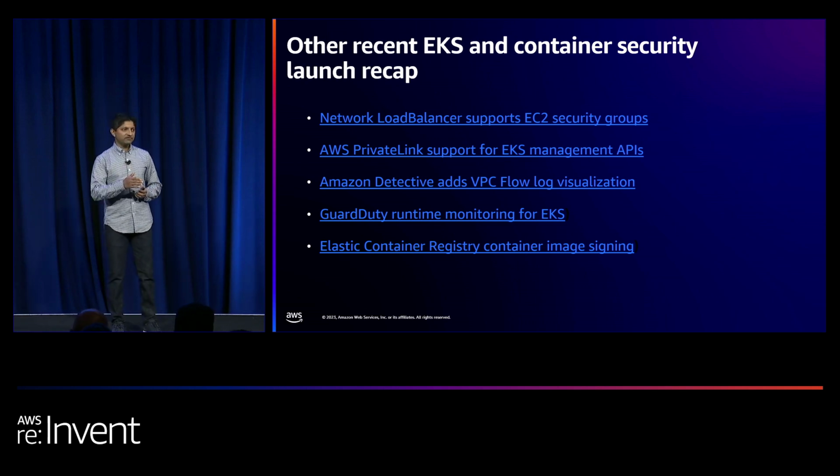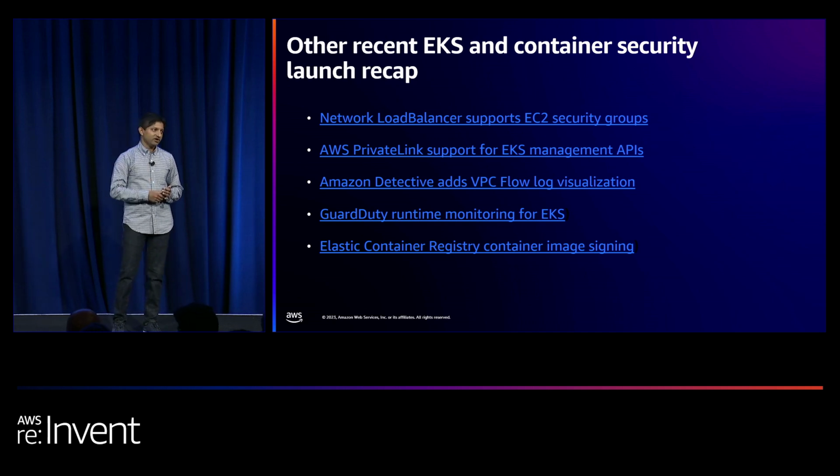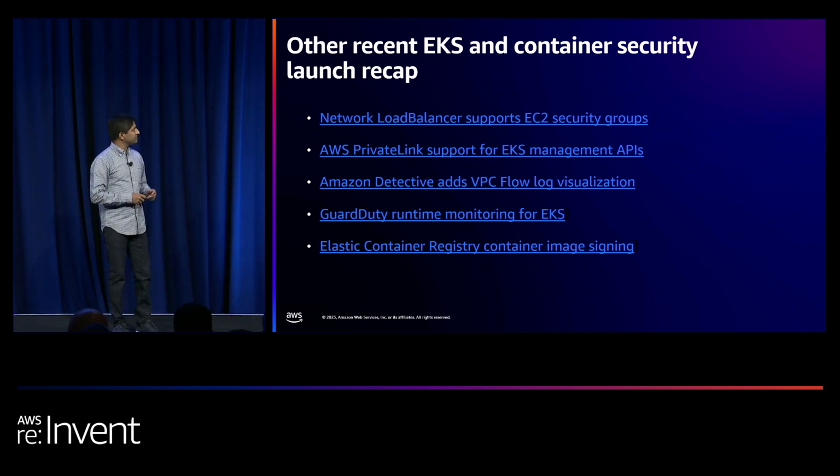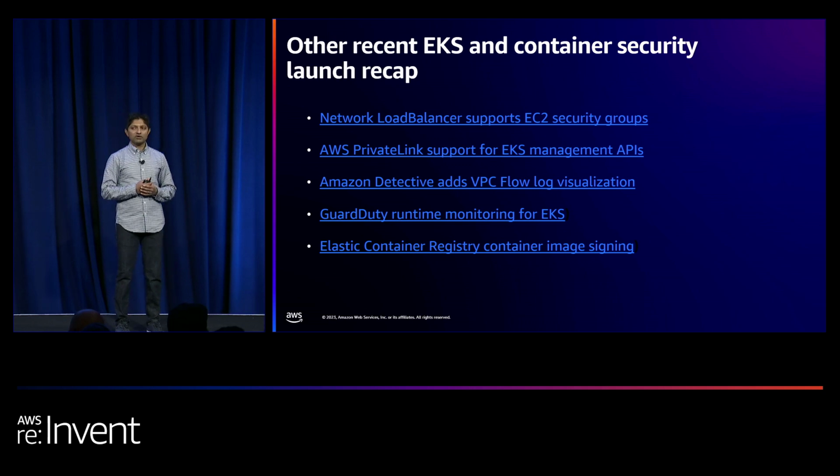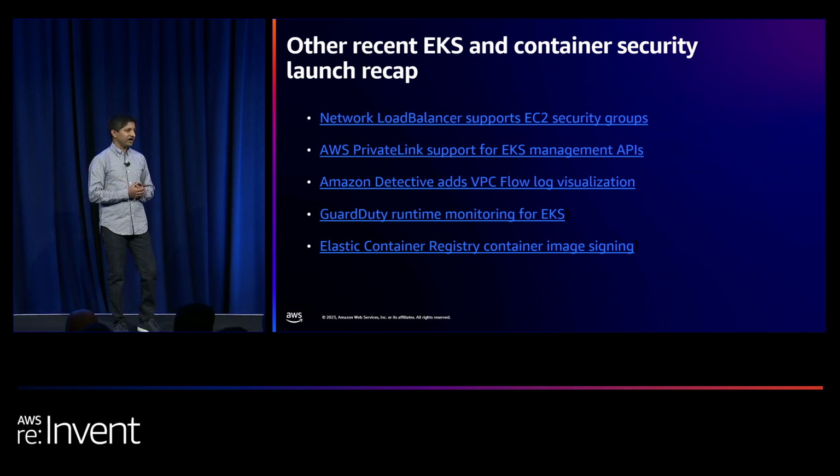The second one is PrivateLink support for EKS management APIs. This gives you a secure private way to access your EKS management APIs from within your VPC, so you're not egressing through the internet or public network. You can directly, through a private network, reach out to the EKS management APIs from your VPC. Third one is some enhancements to Amazon Detective. For the VPC flow logs that you collect from EKS, Amazon Detective now offers a lot more analytics and visualization.